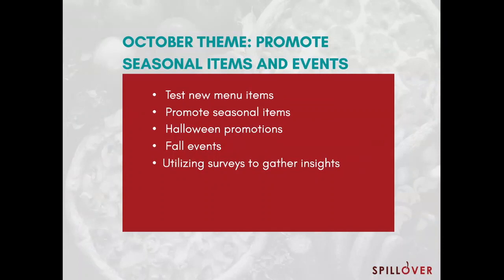So diving into turning over that new leaf and entering this fall season, we want to promote those seasonal items. Those seasonal items include fall flavors like your pumpkin, your caramel, your apple flavors, or menu items that include those ingredients. It's also a way to test new menu items you've been thinking about adding to your menu. And of course, Halloween is big for the month.